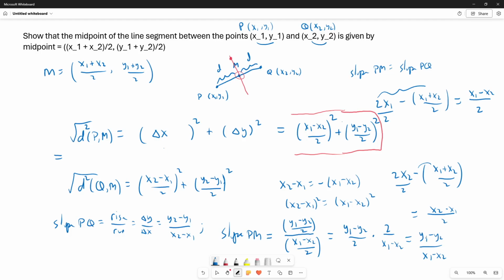Now both of these subtractions are in the opposite order, so we can say this one is equal to the negative of y2 minus y1, and this one is the negative of x2 minus x1, and then the negatives cancel, and we get the slope is y2 minus y1 over x2 minus x1 in both cases. So the slope of PM is equal to the slope of PQ. So P and M and Q and M are equidistant, and the slope of PM is the slope of PQ. So that puts the point M on the line segment containing P and Q. Hence, this is the formula for the midpoint of x1, y1, x2, y2.